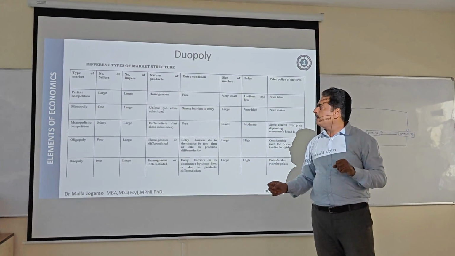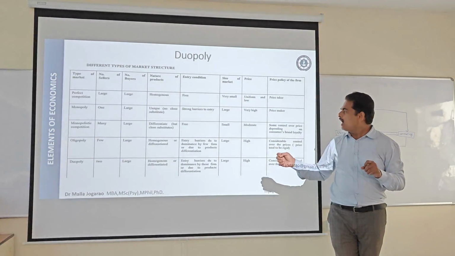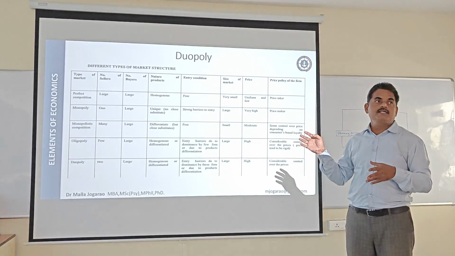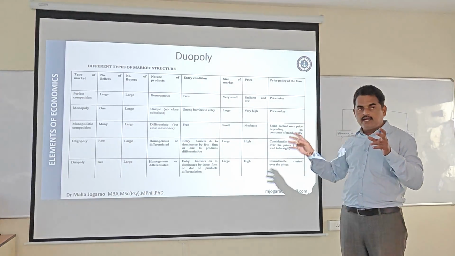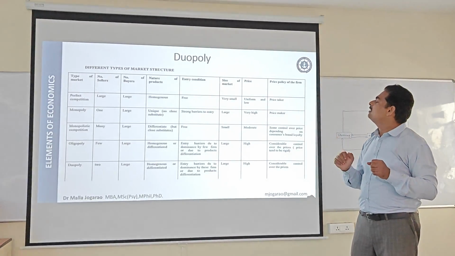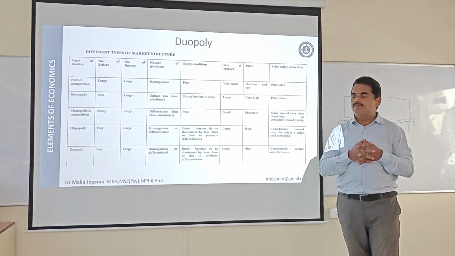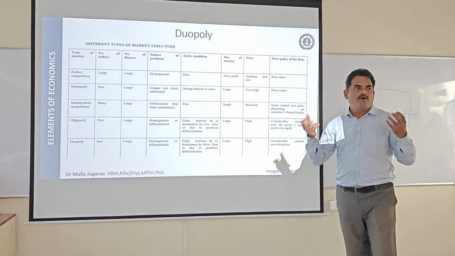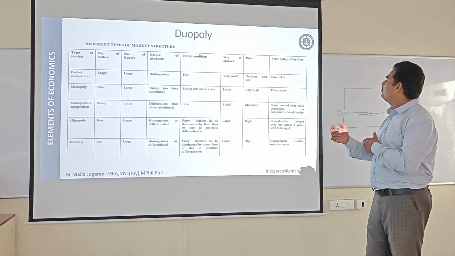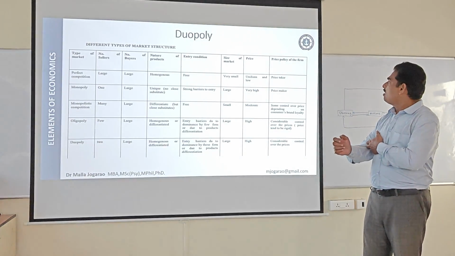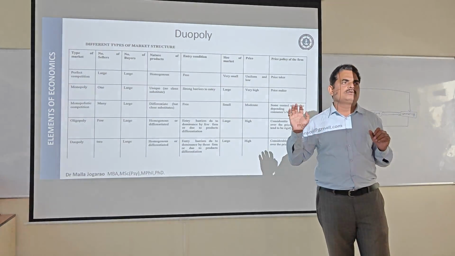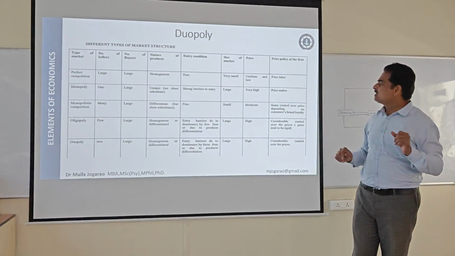In this oligopoly, the number of sellers is very few, and the number of buyers is also very large. The products here can be homogeneous, as well as heterogeneous. And these kinds of markets are dominated by very few firms only. Why? Because huge investments are needed for these kinds of markets, the market size is very large and the price is very high. So there is considerable control in the price policy in this market.